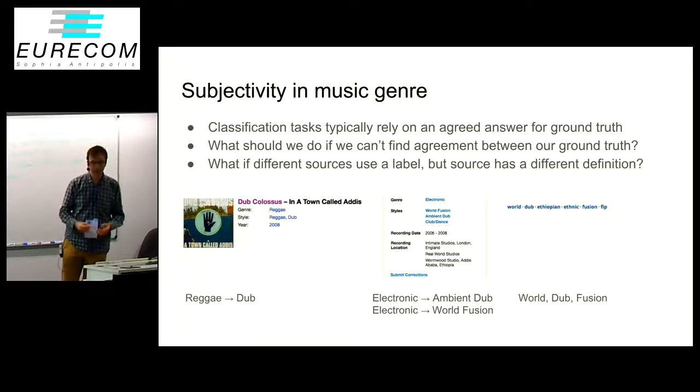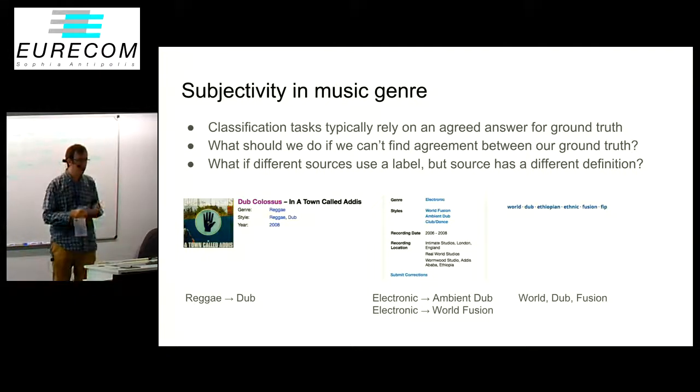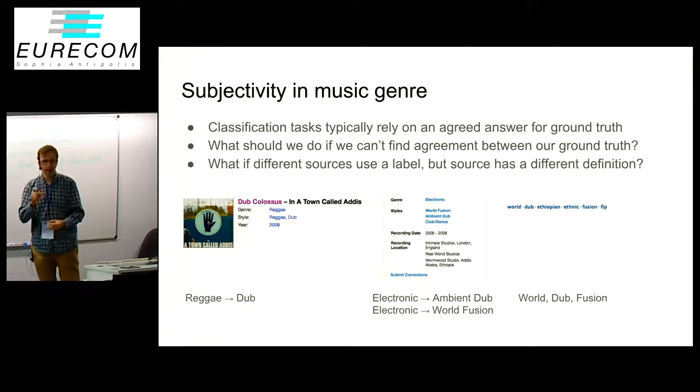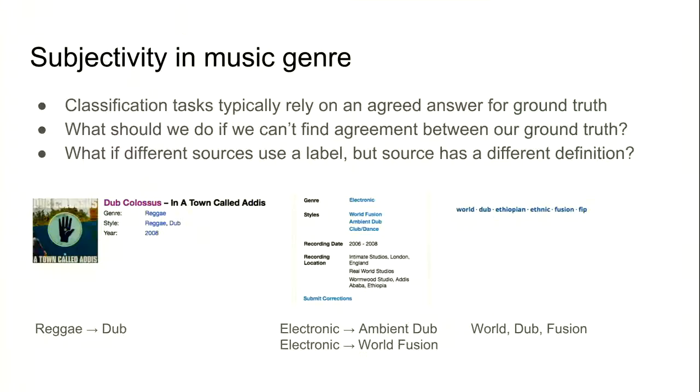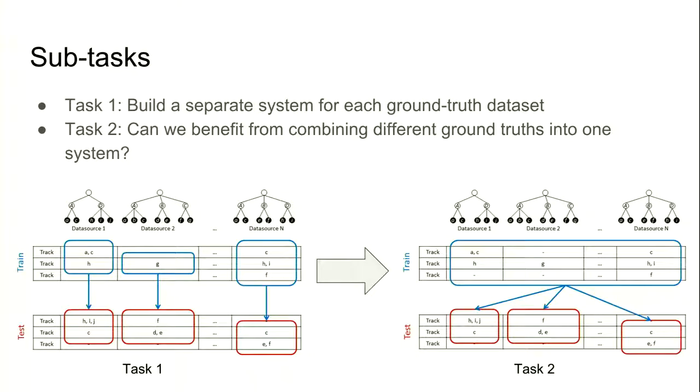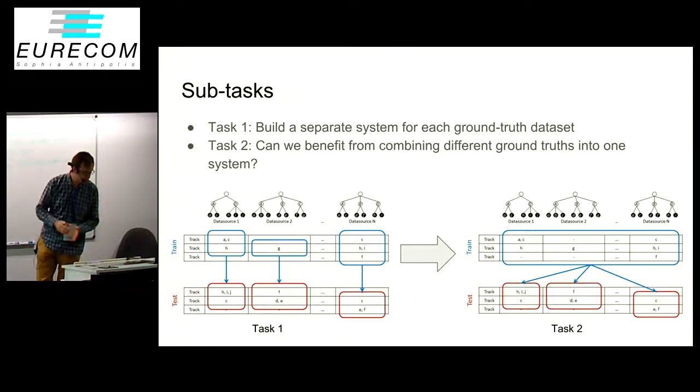We're also finding things like, what happens if different sources use a different label to refer to the same thing? Or what if different sources use a label which is spelt the same, the word is the same, but the meaning, the definition within that community is different? And so this is why we pulled together this data set with two subtasks.